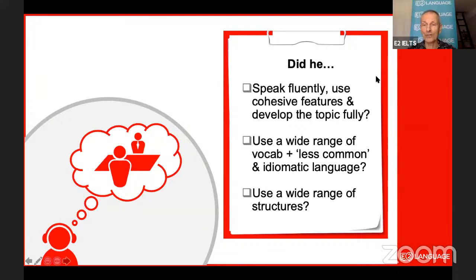Well, it's a good question. What are we going to give him? We're going to give him speak fluently? No, we did not. What about use a wide range of vocabulary? Yeah, it was a bit reluctant, wasn't it? His voice wasn't very clear either. He needs to enunciate more clearly. Absolutely. And wide range of structure, very clearly not.